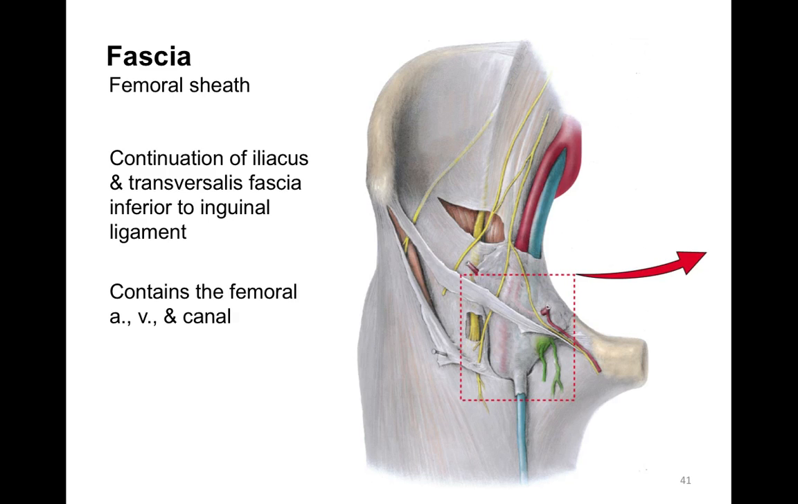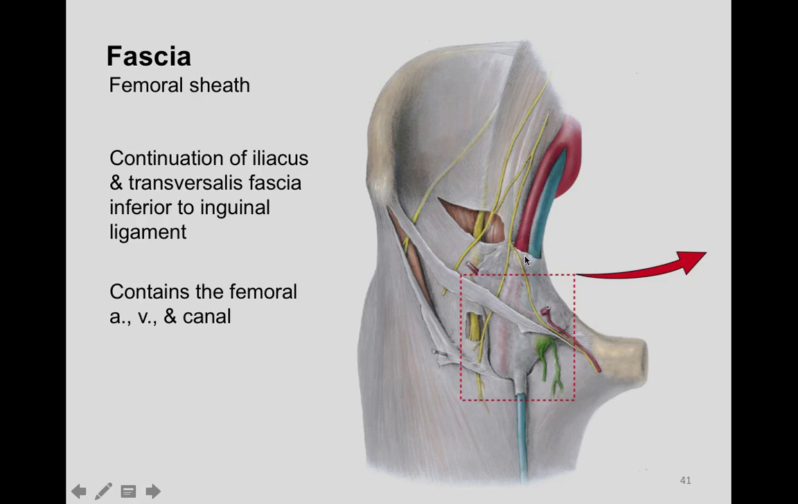Another specialized region of the fascia of the lower extremity is the femoral sheath. So as the vasculature developed and made its way inferior to the inguinal ligament, it brought with it a continuation of iliacus and transversalis fascia. So this is the femoral sheath, this structure right here. It contains the femoral artery and vein, which are defined as beginning inferior to the inguinal ligament.